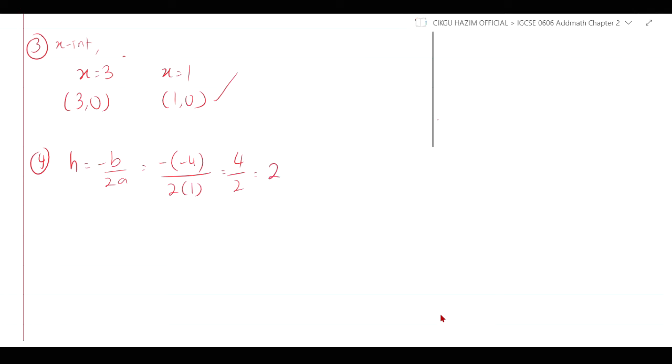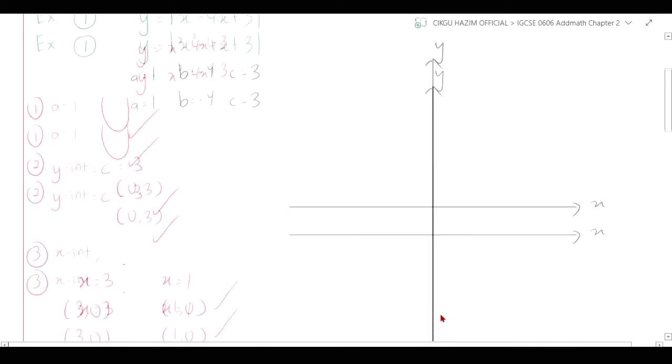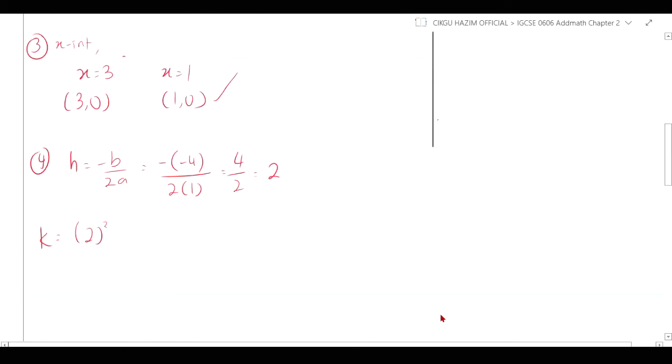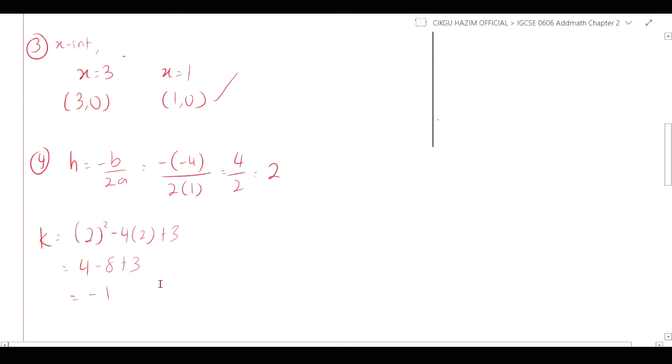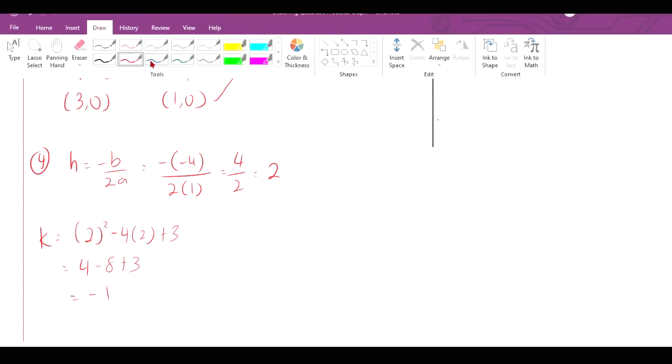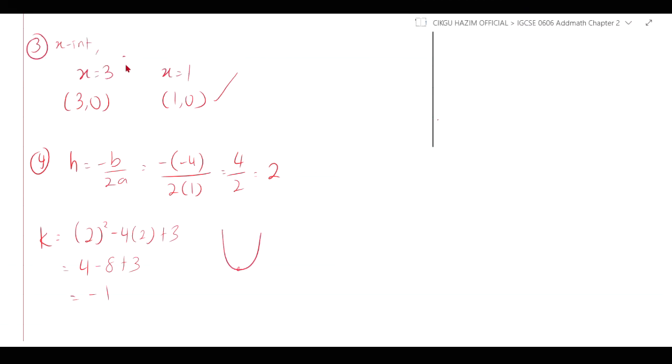Alright, and now we need to find the value of k. How? By substituting h into the initial equation. So k equals bracket 2 squared minus 4 multiplied by 2 plus 3 here. So we have 4 minus 8 plus 3. We have negative 1. So that's what we have here. Once we have negative 1, you should know that this is a smiling shape, and the coordinate here is (2, negative 1).